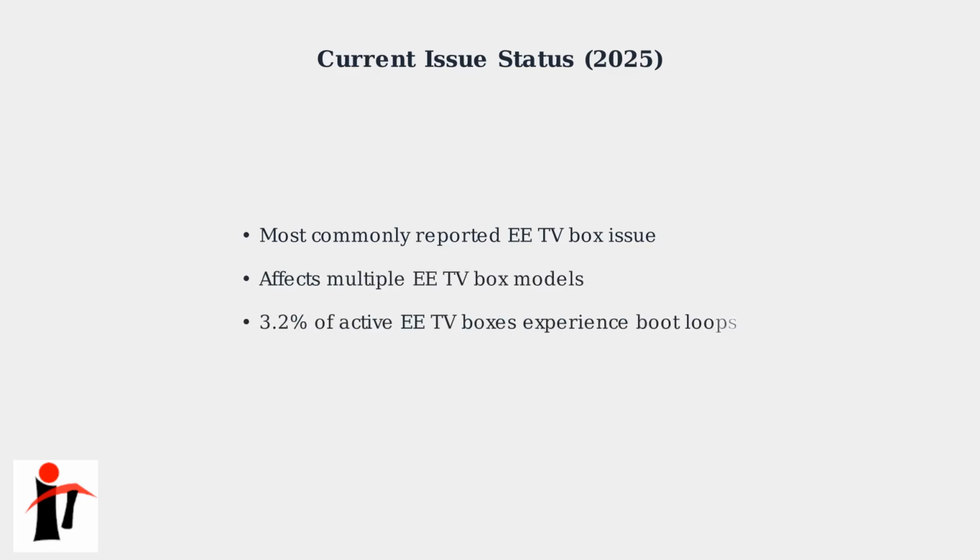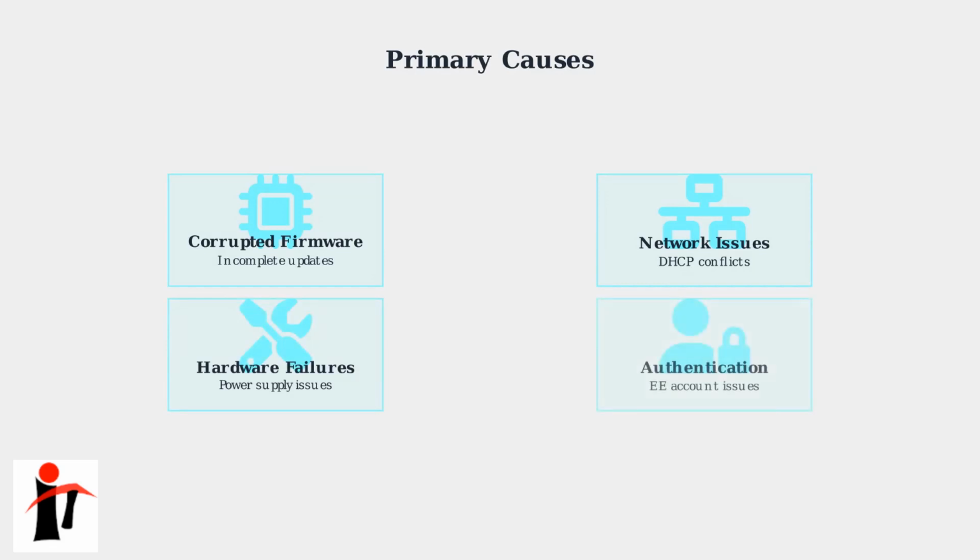As of 2025, this flashing blue light issue remains one of the most commonly reported problems among EE broadband customers, affecting various EE-TV box models, including the EE-TV Box Pro. There are 4 primary causes behind this flashing blue light issue. Let's examine each one to help you understand what might be affecting your device.